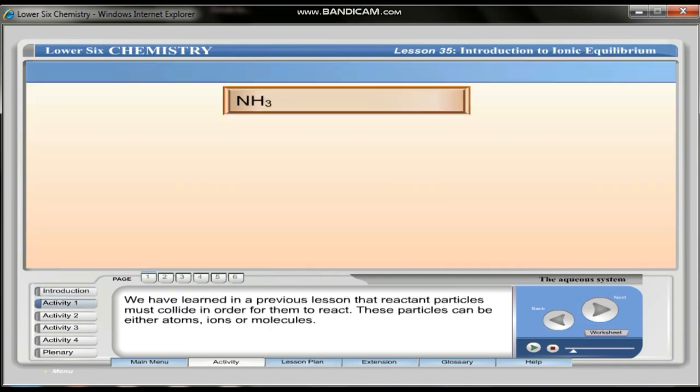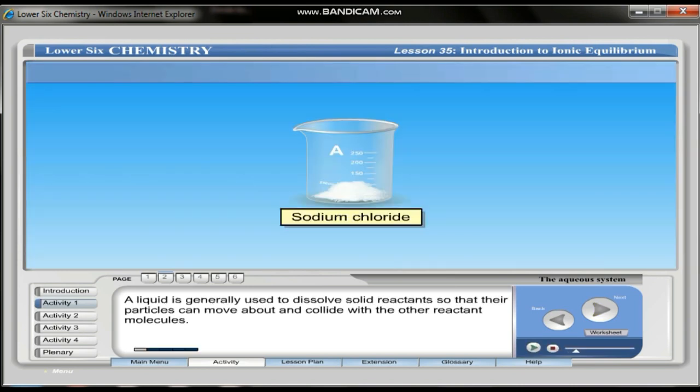We have learned in a previous lesson that reactant particles must collide in order for them to react. These particles can be either atoms, ions, or molecules. A liquid is generally used to dissolve solid reactants so that their particles can move about and collide with the other reactant molecules.